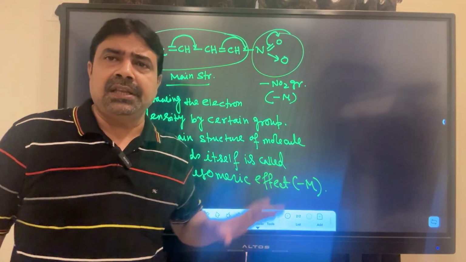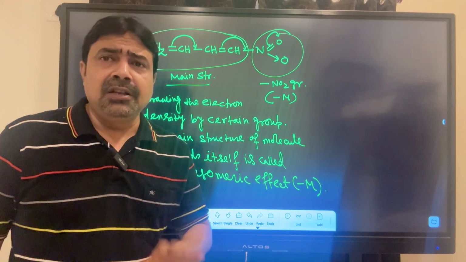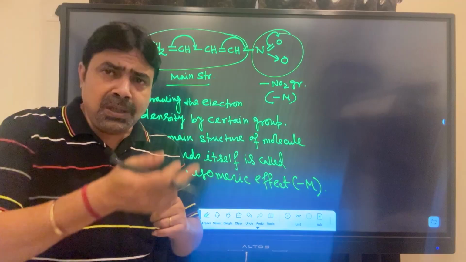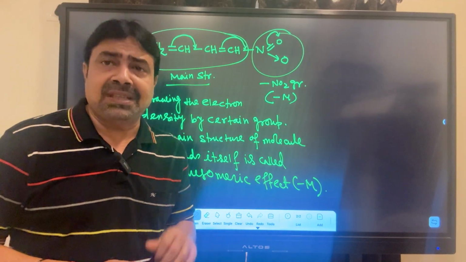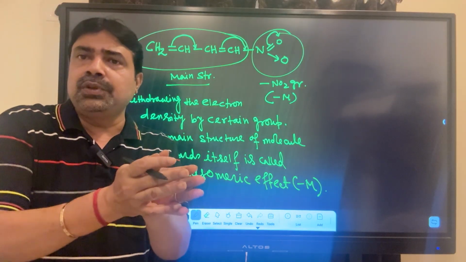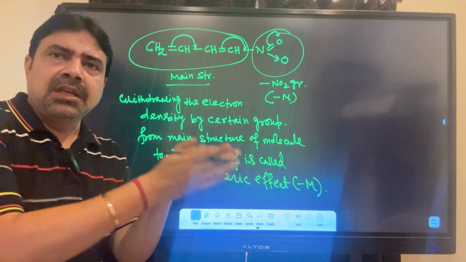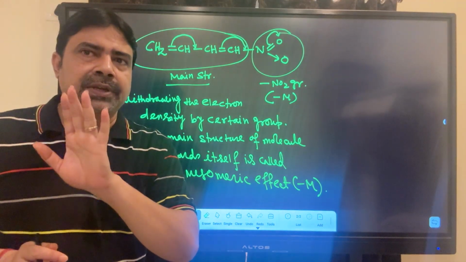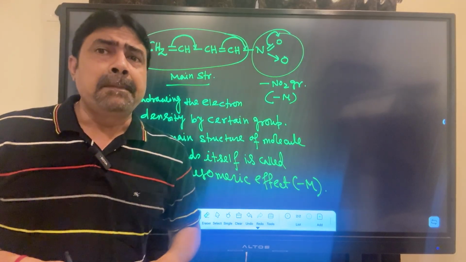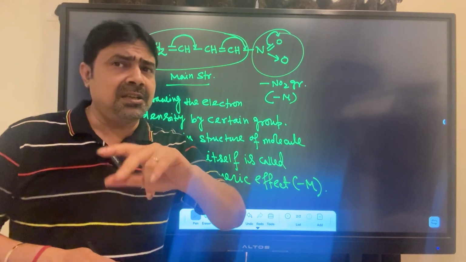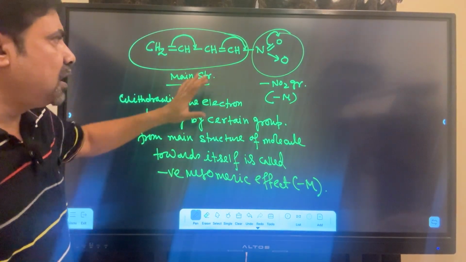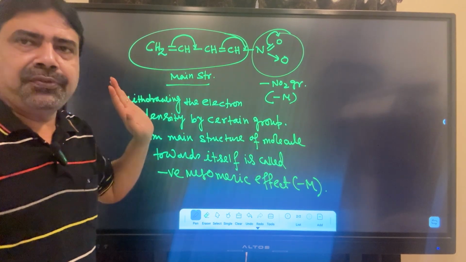Resonance means only delocalization of a pi electron in a parallel p orbital. There no group is withdrawing, only delocalization is happening in the pi electron. That is a resonance. But what is mesomeric effect? There will be a certain group that is withdrawing the electron from the main structure towards itself via resonance effect or via delocalization. What is resonance? Resonance is the delocalization of a pi electron in a parallel p orbital. In another video I will give a more detailed explanation on this resonance. You will get that idea also. So now this is nothing but your mesomeric effect, minus M.